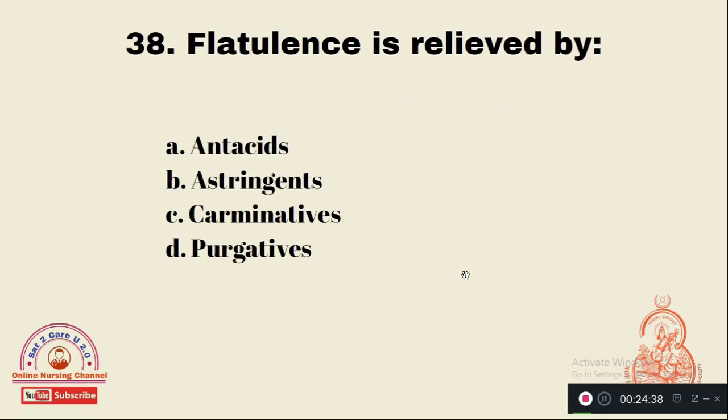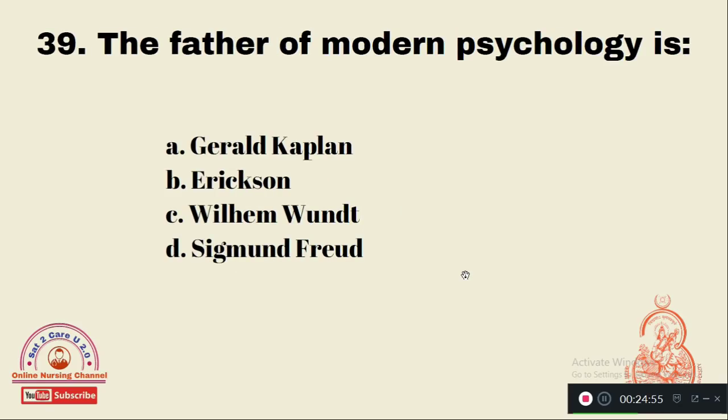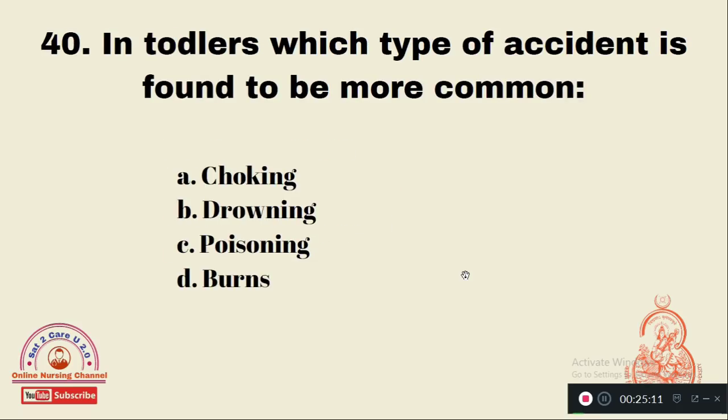Question number 38. Flatulence is relieved by A, antacids, B, astringents, C, carminatives, D, purgatives. The right answer: flatulence is relieved by carminatives. Question number 39. The father of modern psychology is A, Gerald Kaplan, B, Erikson, C, William Wundt, option D, Sigmund Freud. The father of modern psychology is option C, Wilhelm Wundt.